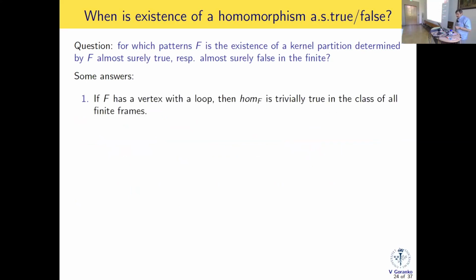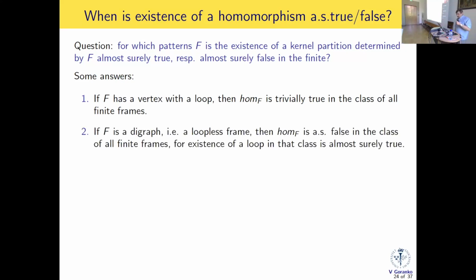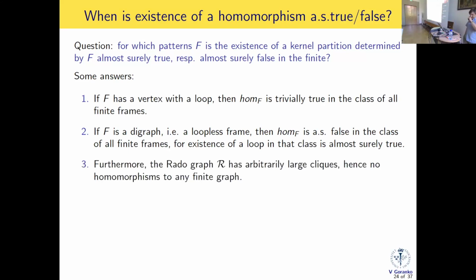So some easy answers or observations. If the target frame F has at least one vertex with a loop, then the property is trivially true, because then everything you can map onto this loop. On the other hand, if F is a loopless digraph, then this property that claims existence of a homomorphism is almost surely false in the finite. This is because existence of a loop is almost surely true, so you cannot map a loop onto a loopless graph. Then the next observation is that the countable random graph has arbitrarily large cliques, and therefore there are no homomorphisms to finite graphs at all.